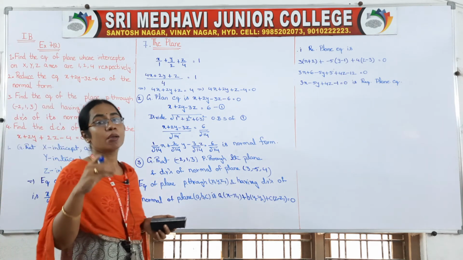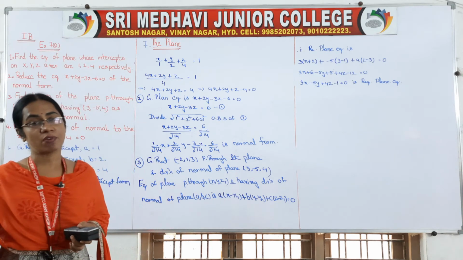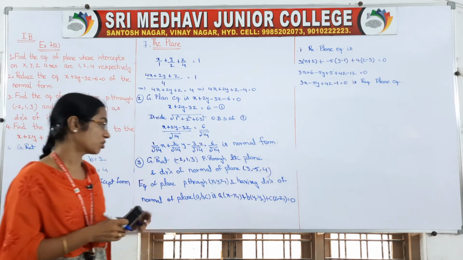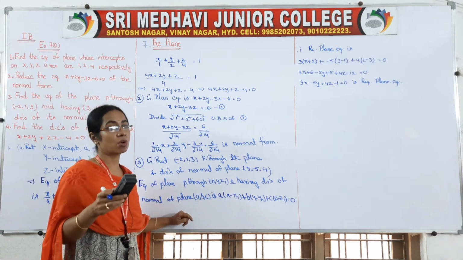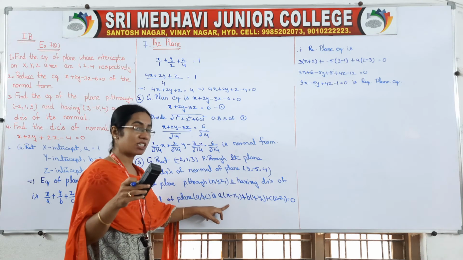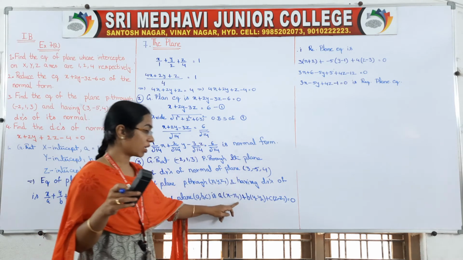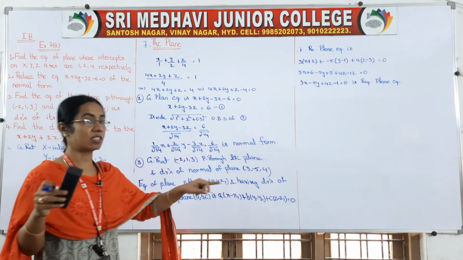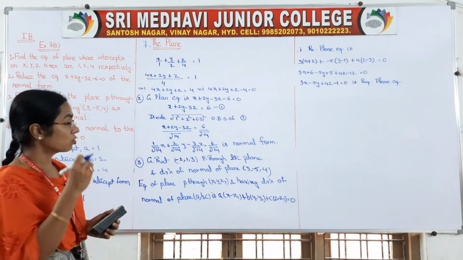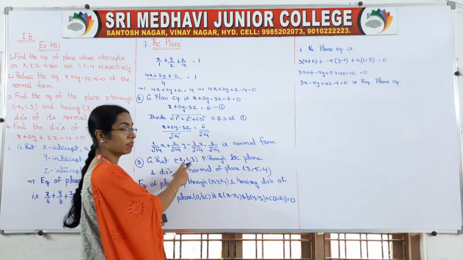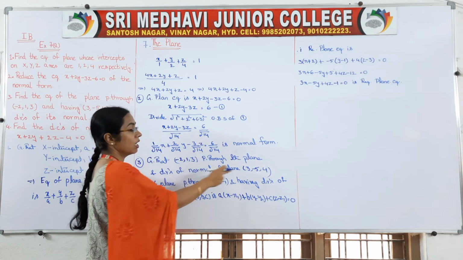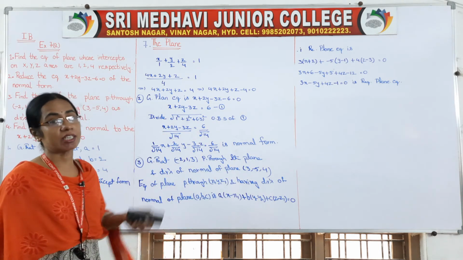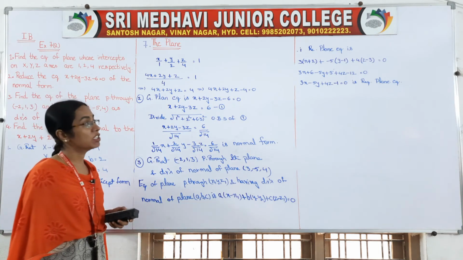Suppose a plane is passing through x1, y1, z1 and its normal's direction ratios A, B, C are given to us. Then the plane equation can be taken as A(x minus x1) plus B(y minus y1) plus C(z minus z1) is equal to 0. So we already have the point x1, y1, z1 and the direction ratios A, B, C. Substitute and simplify, and you will get your required plane equation.